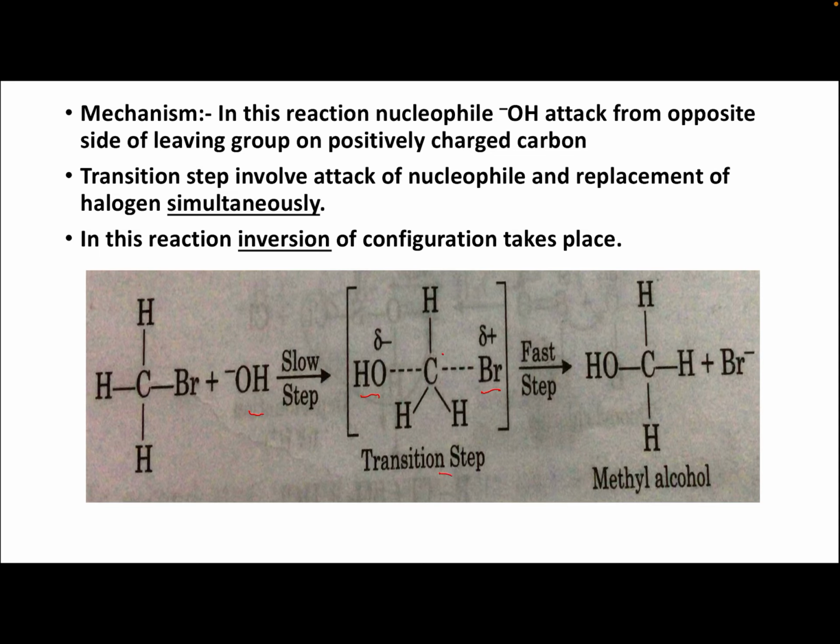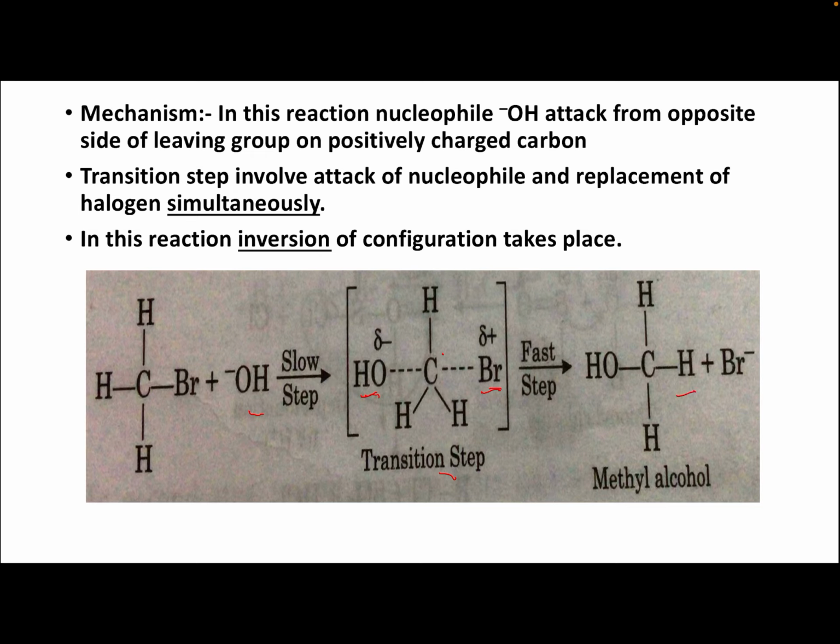The transition state involves attack of the nucleophile and replacement of halogen simultaneously. So this is the transition step. Here, attack of the nucleophile is taking place and also replacement of halogen. They are both taking place simultaneously. So here both the attacking group and the leaving group are on the same carbon. One is leaving and one is joining. They are both taking place simultaneously and in this, inversion of configuration is taking place.